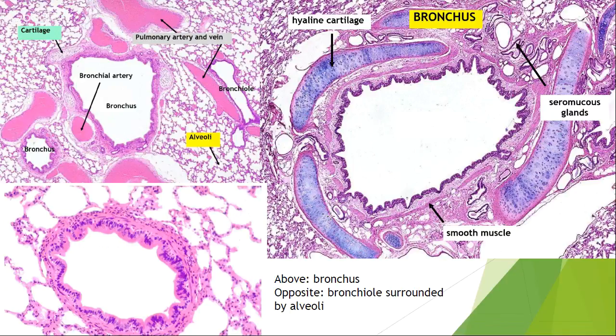So these are just some more histology. Bronchus here, and then a bronchiole with its alveoli. So anywhere you've got the plates of hyaline cartilage, which is here, and then in the blue, you know it's a bronchus at least.